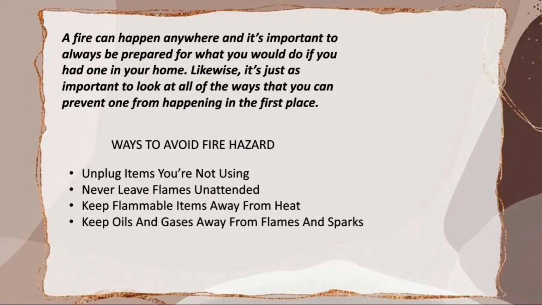Keep oils and gases away from flames and sparks. If you keep cooking oil in your kitchen, you want to keep it away from the stove or anything that could potentially spark and cause a fire. The same goes for gas. We know that these are also sources of fire, so we should separate them and keep them at a distance from anything that could react with them.